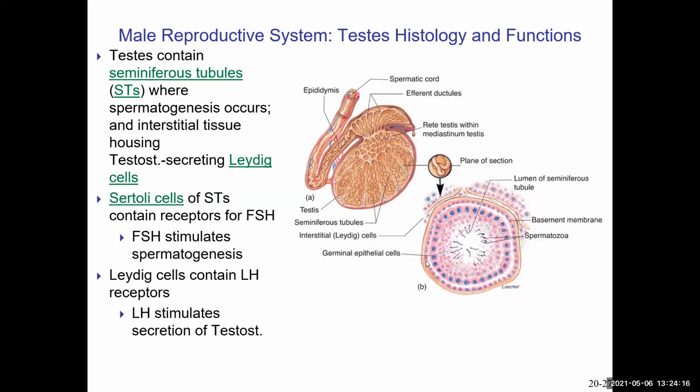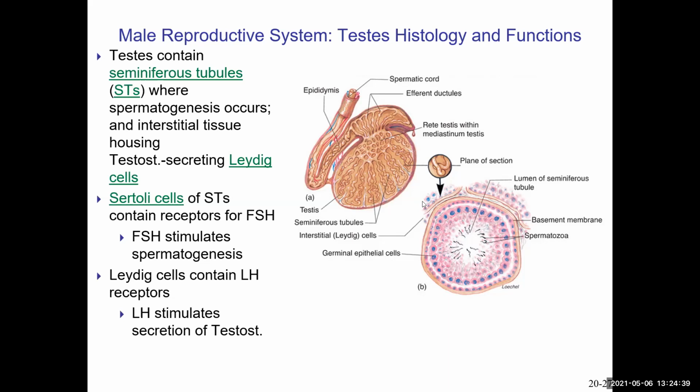So these germinal epithelial cells make the sperm, and to help them, in between these cells there are other cells. We call them Sertoli cells. You're going to see that. They help germinal epithelial cells to make the sperm. Okay, we'll see that later.